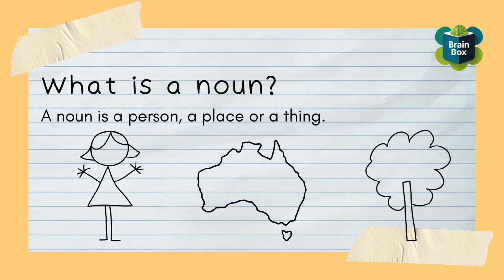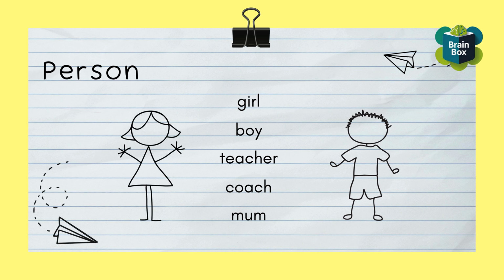So children, what is a noun? A noun is a person, a place or a thing. Person, example: girl, boy, teacher, coach and your mother.